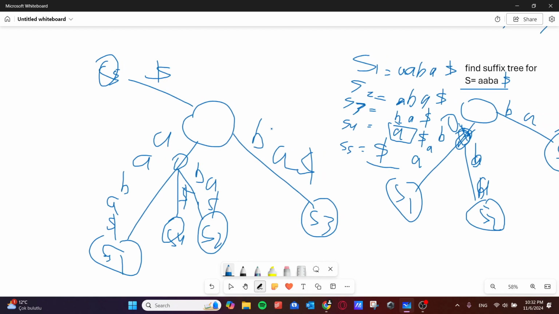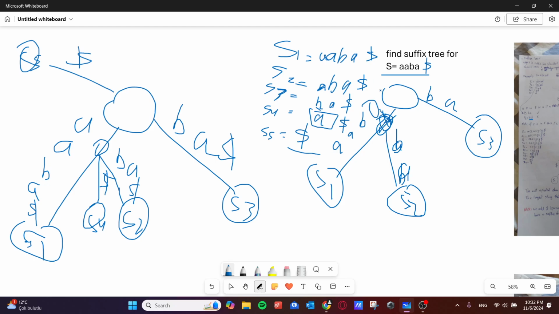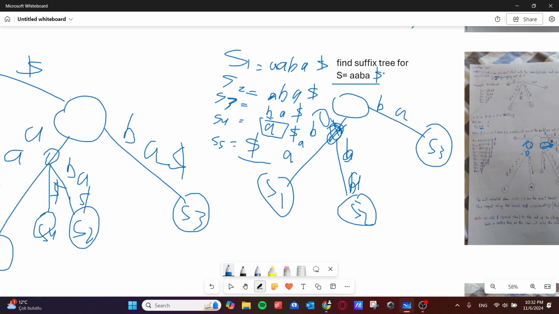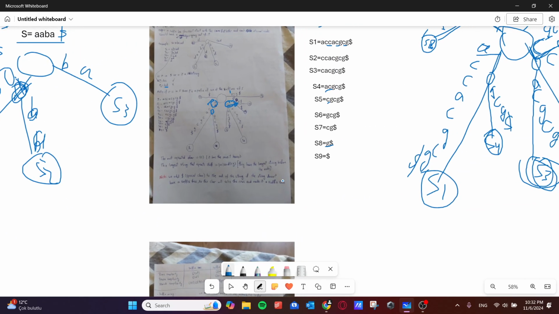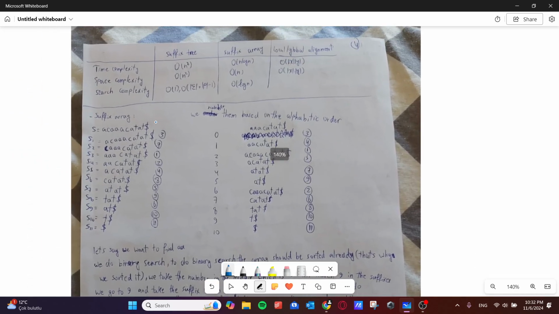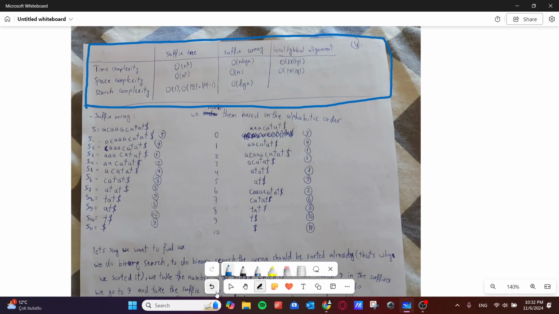So now it is a suffix tree. How did I solve the problem? I just added a special character, which is always the dollar sign, to the end of the string. Okay, so that's it. Here, this table, you should memorize it.